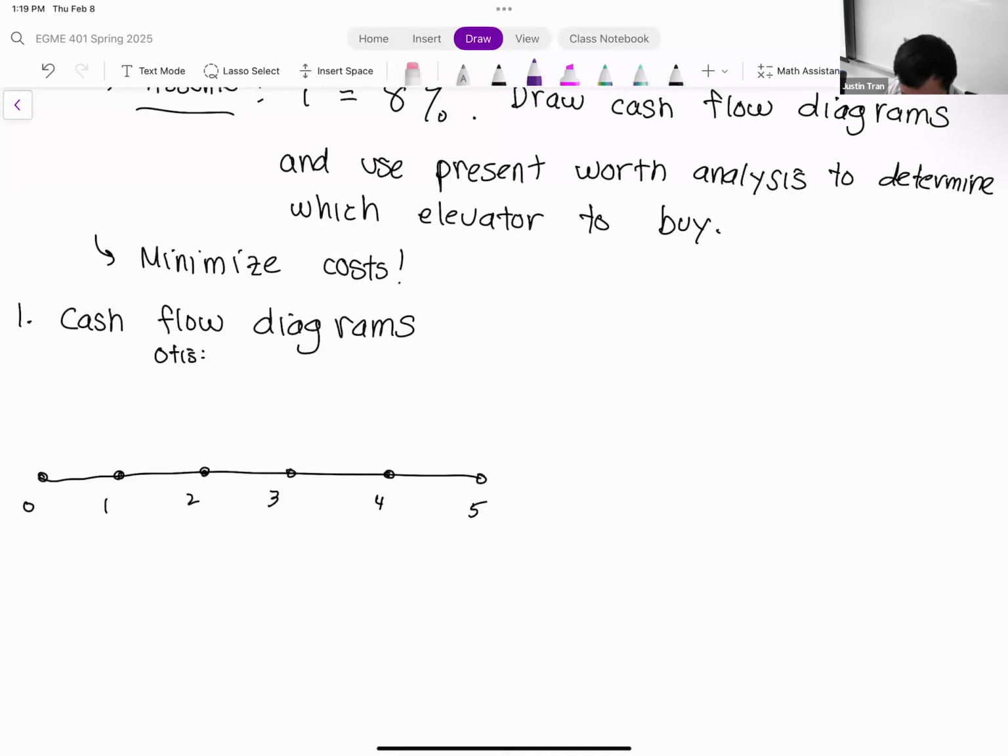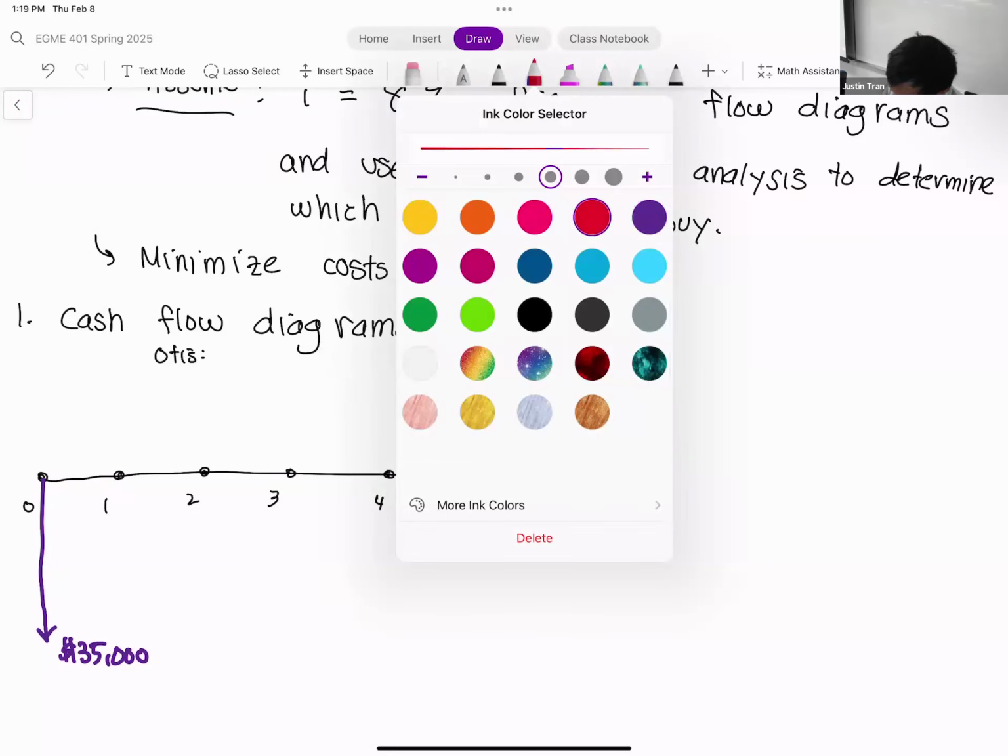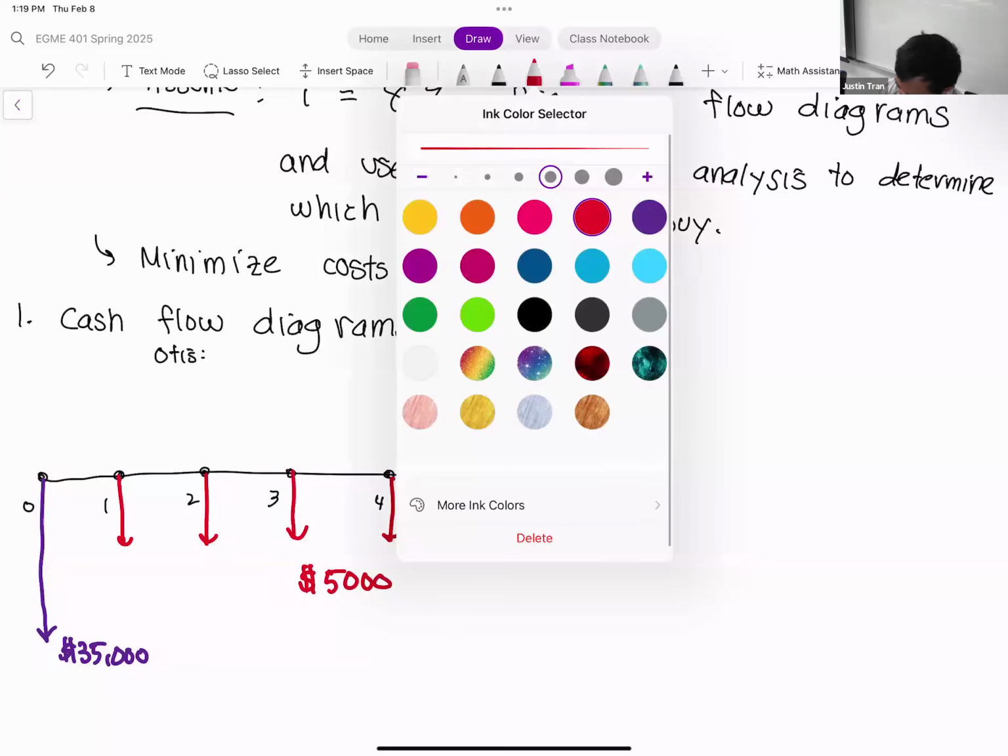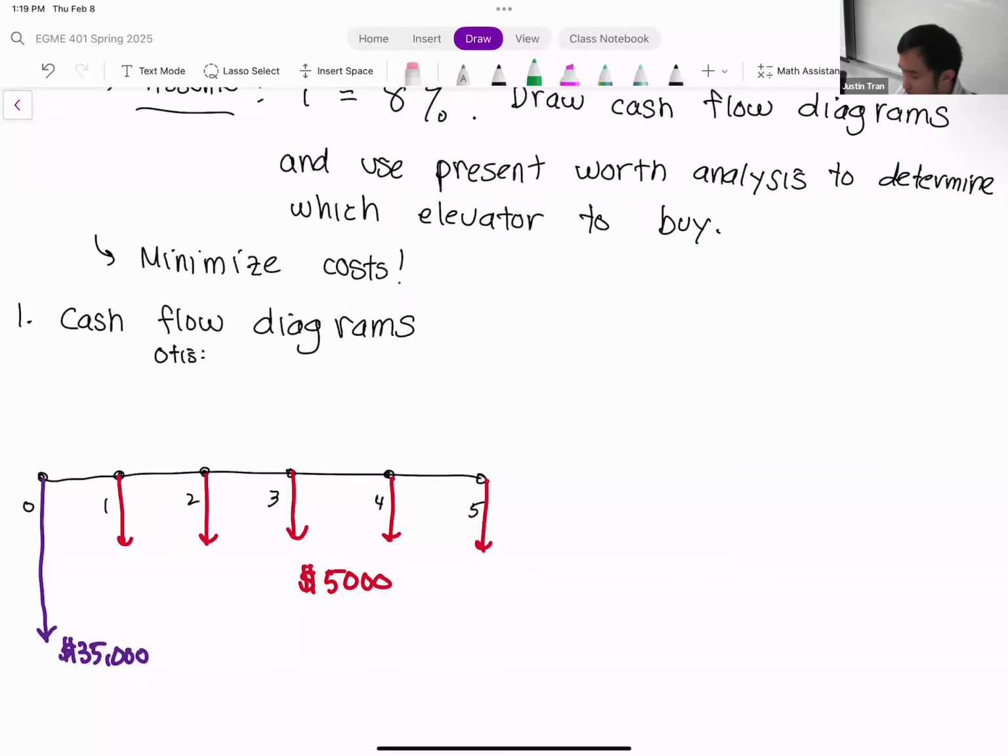All right, so first we have our initial cost. And so the initial cost of the Otis elevator is 35,000. Next, we have the maintenance costs, and so the maintenance costs are $5,000 per year. And then at the end of the 5 years, you can sell it back for the salvage value. So our salvage value in this case is $10,000.